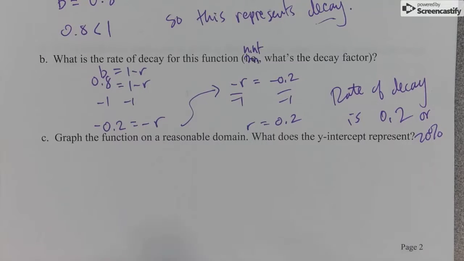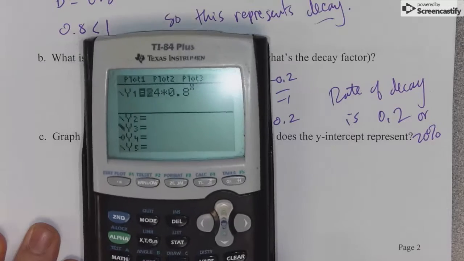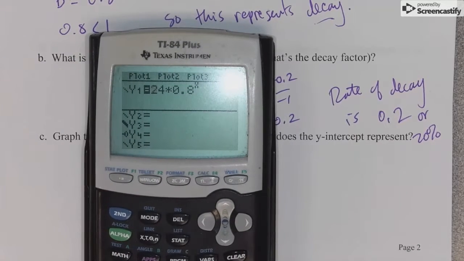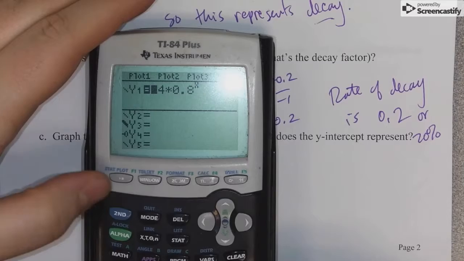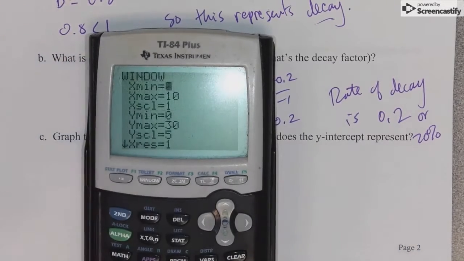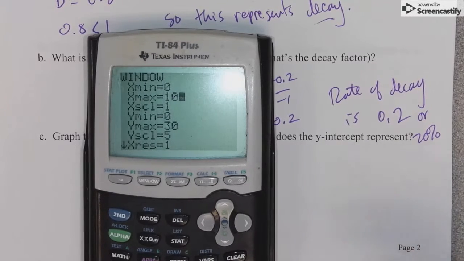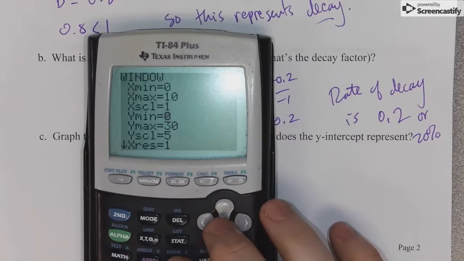So we're going to go ahead and they want us to graph the function on a reasonable domain. What does the y-intercept represent? So if we graph this, I already put it in here, so this is 24 times 0.8 to the power of x. And we choose a nice table, so on this calculator it's pretty easy to put a table. Just looking at the problem, I'm going to use my x min as 0 and my x max as 10. That seems like a reasonable domain because x represents years. And we can adjust if needed.